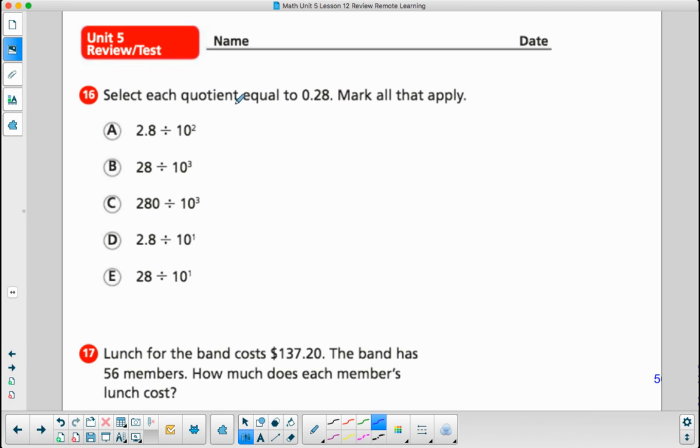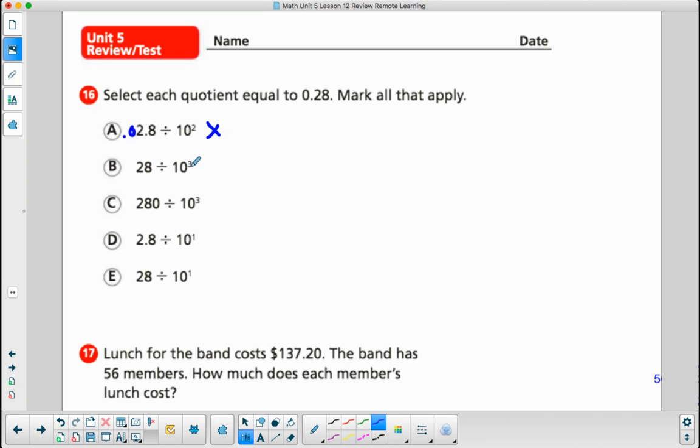Number 16, select each quotient equal to 28 hundredths. Mark all that apply. So 2 and 8 tenths divided by 10 to the second power. The second power means 10 multiplied by 10, or basically dividing by 10 and then dividing by 10 again, which means, my little shortcut is I'm shifting each digit twice to the right, or my decimal twice to the left. 2 places would make 28 thousandths, not 28 hundredths.